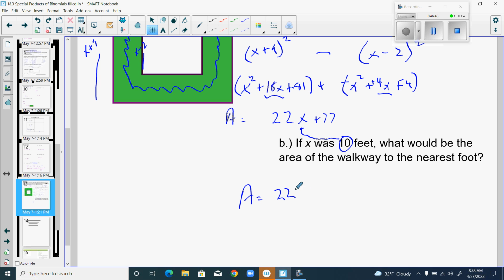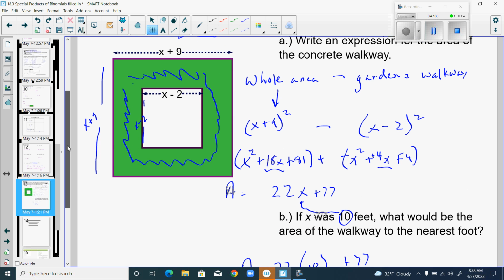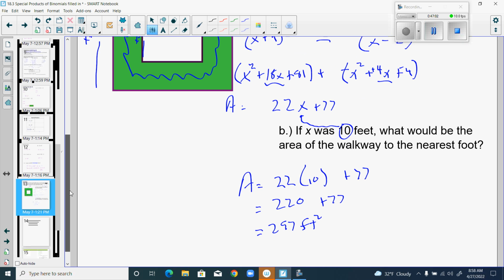Why does this matter? Well, if I was going to be ordering concrete, I would want to order the exact amount. And this is a common pattern where you have concrete around something, right? And so I would use this for a cubic yard calculation, but at least it'd give me a starting point, right? So I need 297 square feet of concrete.